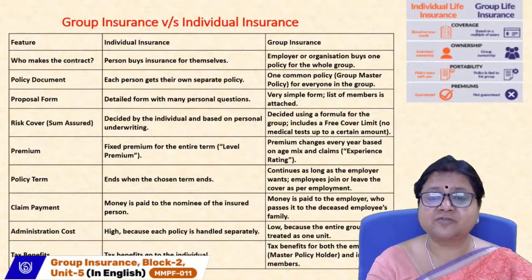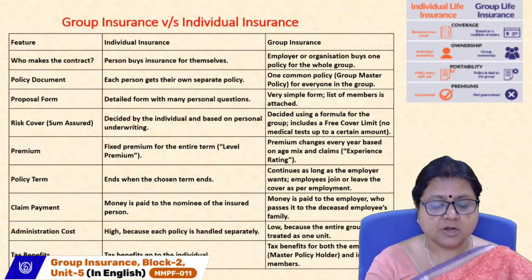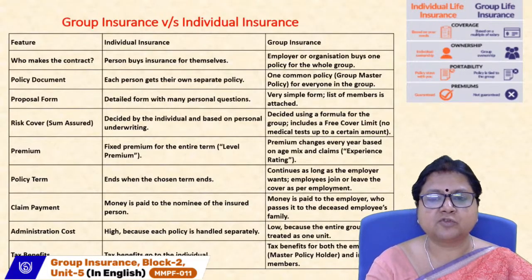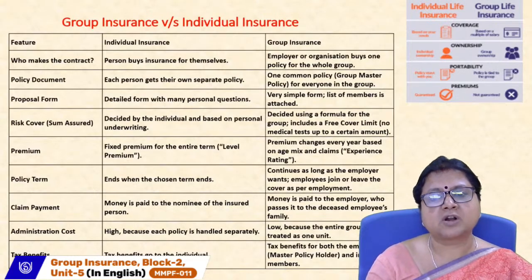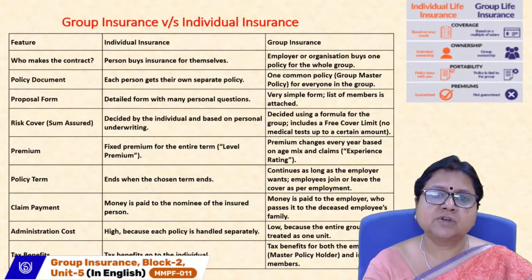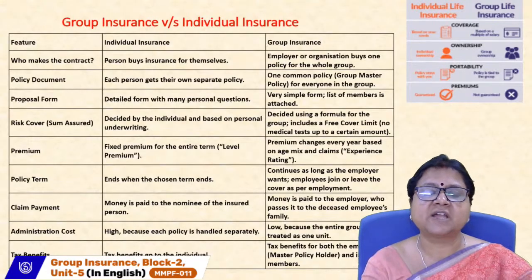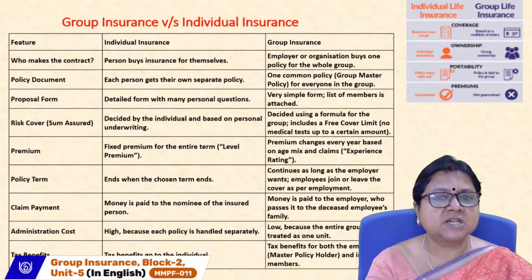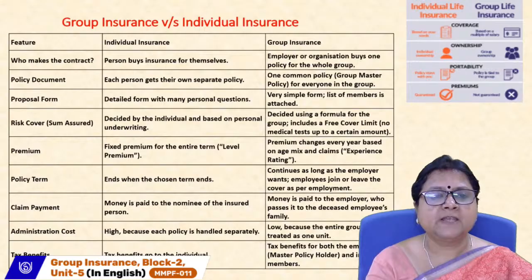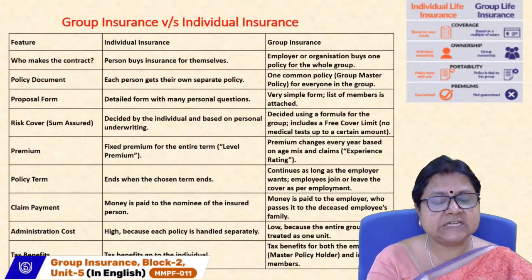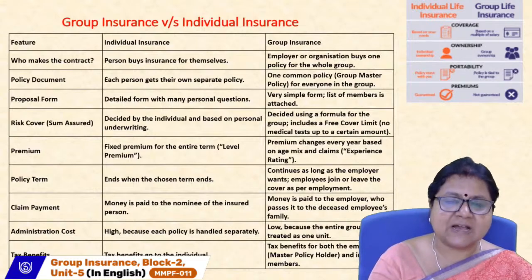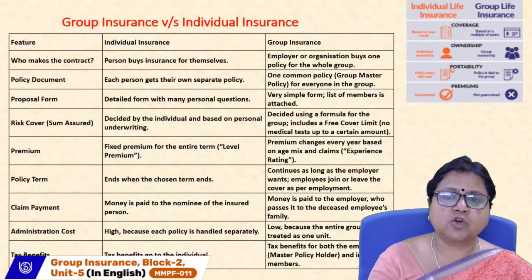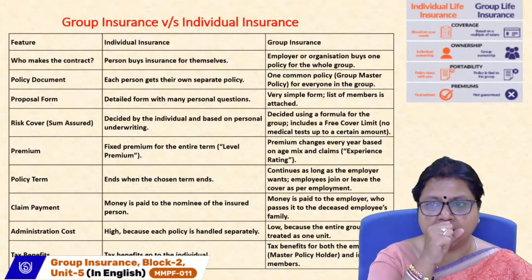You can have two types of policy in the organization. Maybe you have two different categories of people. Suppose you have executives, non-executives, and some workers working with you. You can have different daily wage workers. So you can have different types of policies for different categories also. Now regarding the policy document, in case of individual insurance, each individual who has a policy will have a separate policy of his own. But in case of a group insurance, one common policy will exist for the entire group of people.